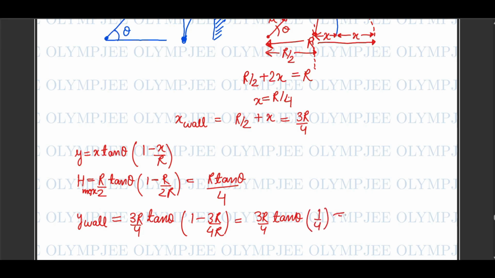And for the wall, now we can write that 3R by 4 is equal to, no, we need to find the y coordinate of the wall. So it is 3R by 4 tan theta times 1 minus 3R by 4 divided by R. So this will give us 3R by 4 tan theta multiplied by 1 by 4, which is 3 by 16 R tan theta.